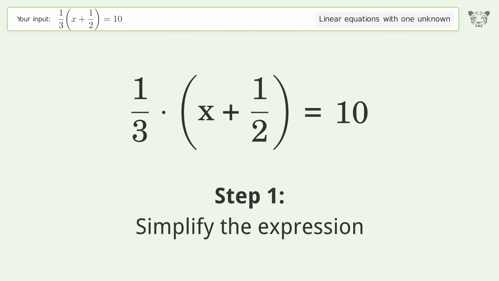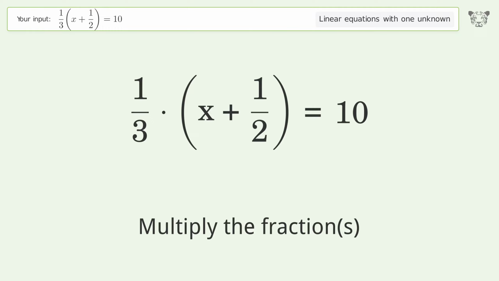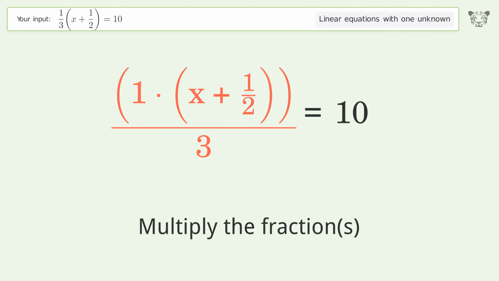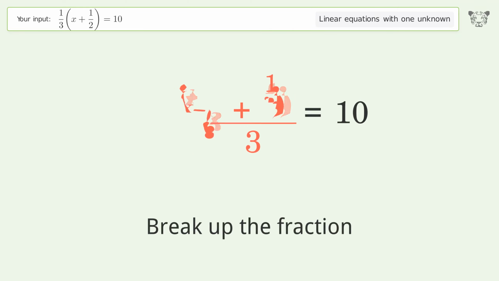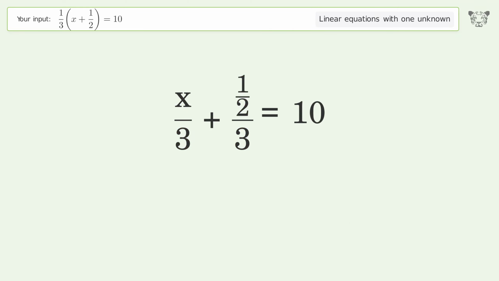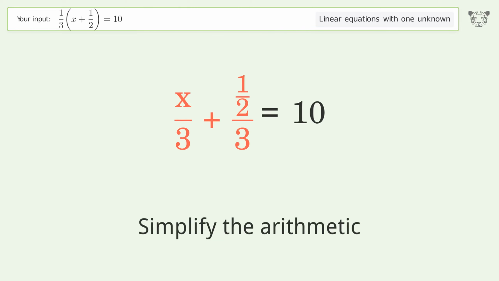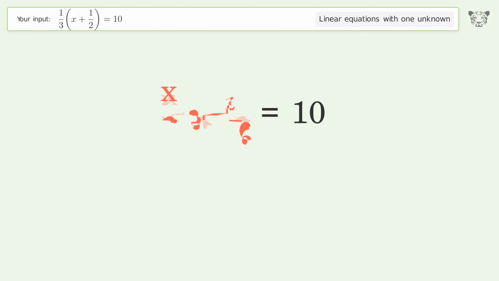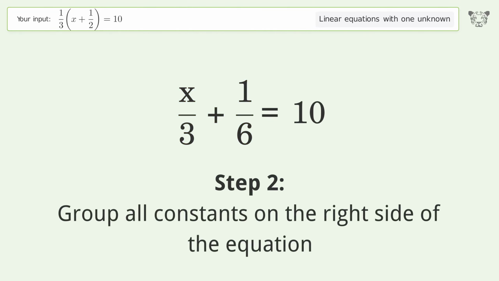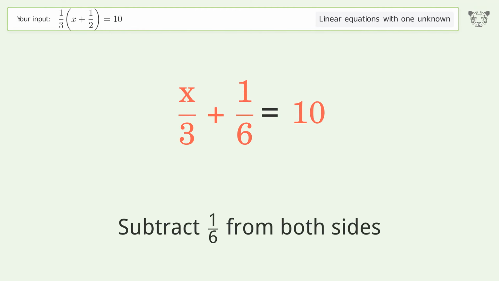Simplify the expression. Multiply the fractions. Break up the fraction. Simplify the arithmetic. Group all constants on the right side of the equation. Subtract 1/6 from both sides.